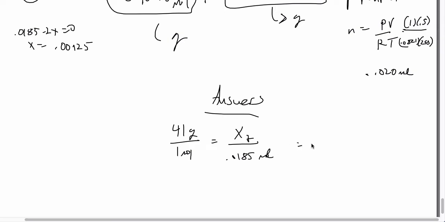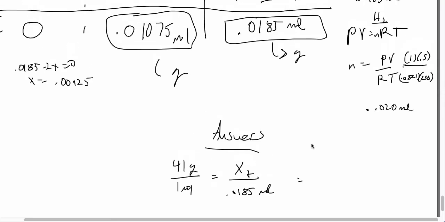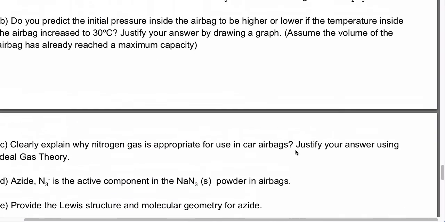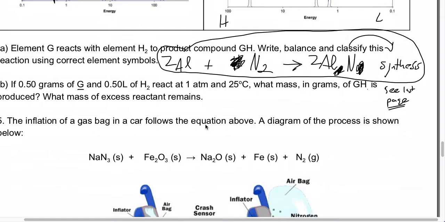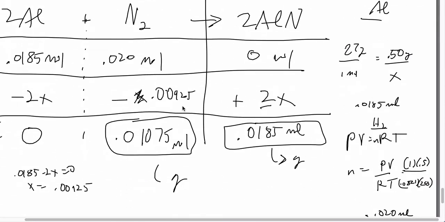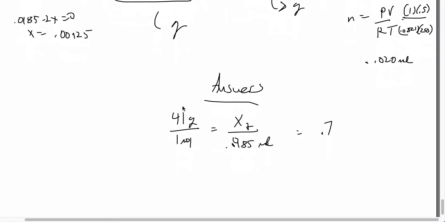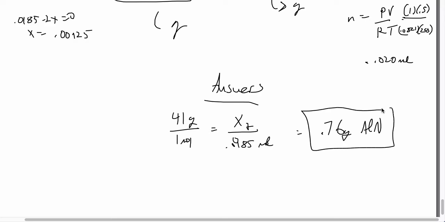Okay, so now I'm simply going to cross multiply. I forgot that 0. Shoot. 0.0185 times 41. That equals 0.7585. But how many sig figs are there? Dang, I was forgetting that. Okay. There are 2. So 0.76 grams of AlN are produced.